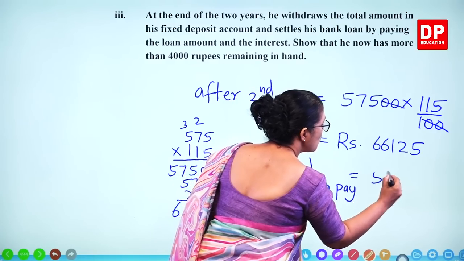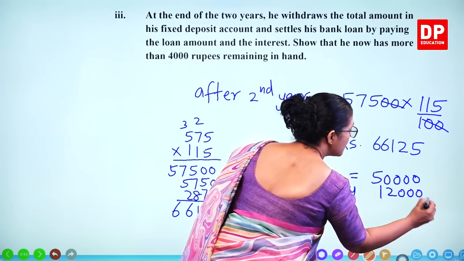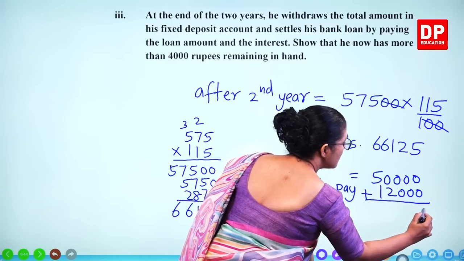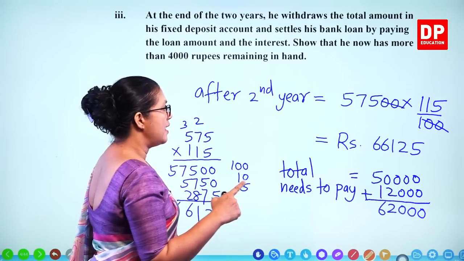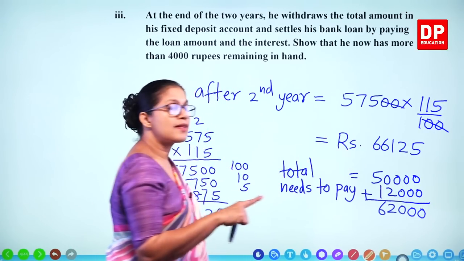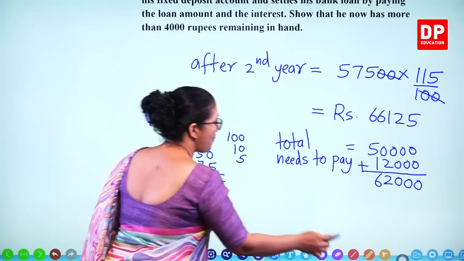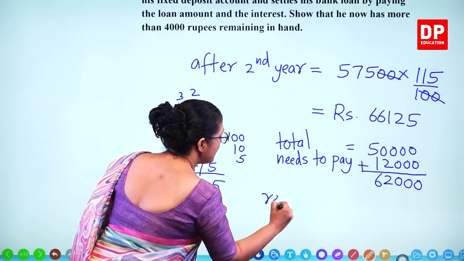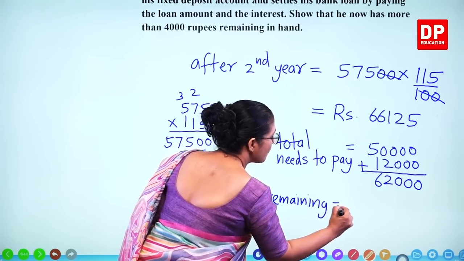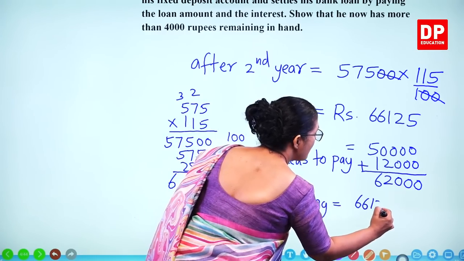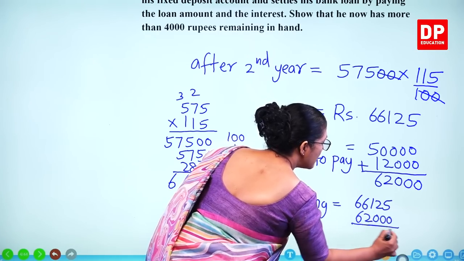That's 50,000 and 12,000. You get 62,000 he needs to pay. He is getting 66,125. So what's the remaining amount? Remaining: 66,125 minus 62,000.